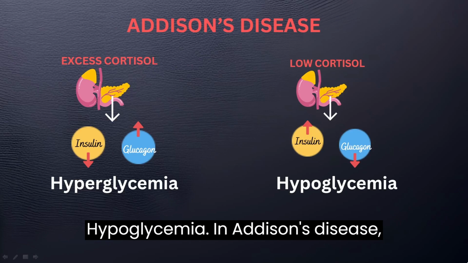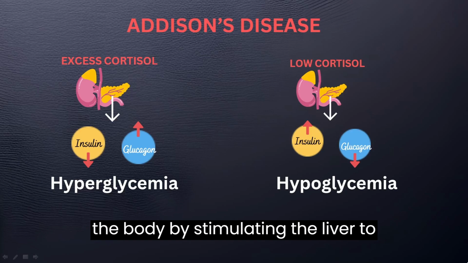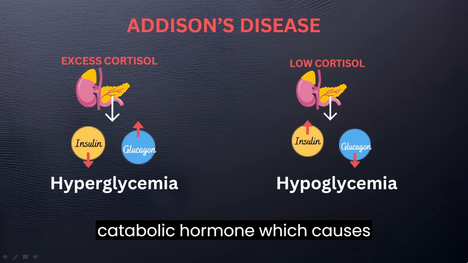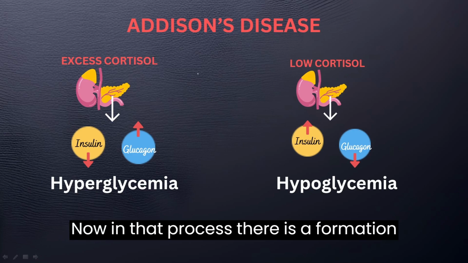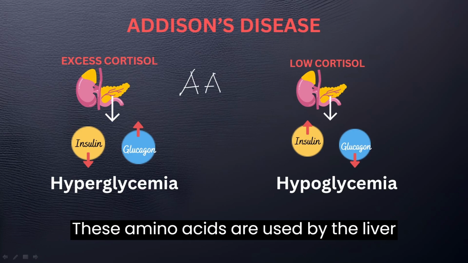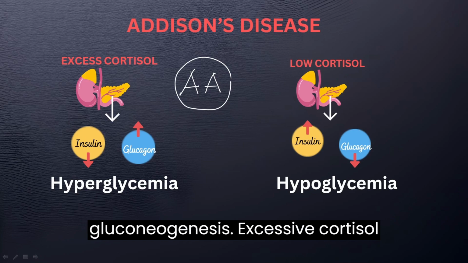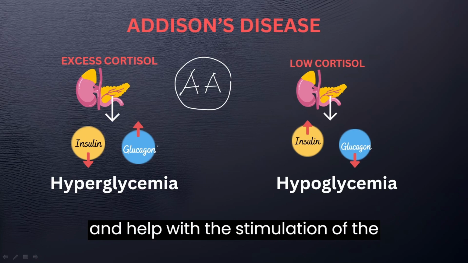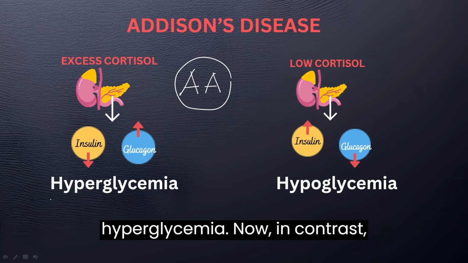Hypoglycemia in Addison's disease. Cortisol helps regulate glucose levels in the body by stimulating the liver to release glucose into the bloodstream. Now, you do recall that cortisol is a catabolic hormone which causes proteolysis, a breakdown of proteins. Now, in that process, there is a formation of glucogenic amino acids. These amino acids are used by the liver to make glucose in a process called gluconeogenesis. Excessive cortisol would also antagonize insulin and help with the stimulation of the production of glucagon. Hence, excessive cortisol will lead to hyperglycemia.